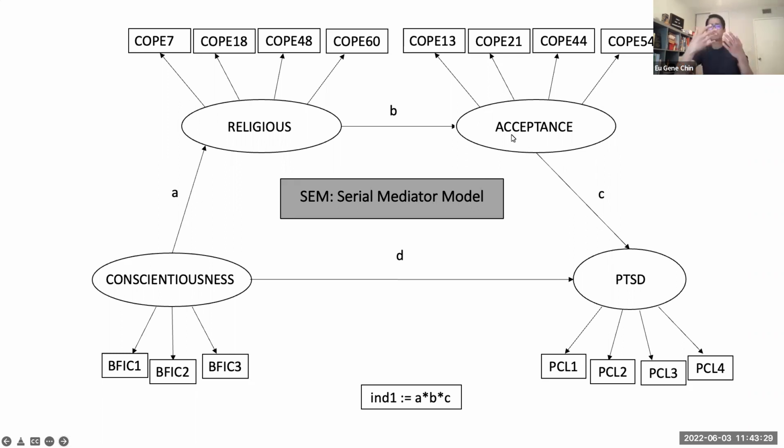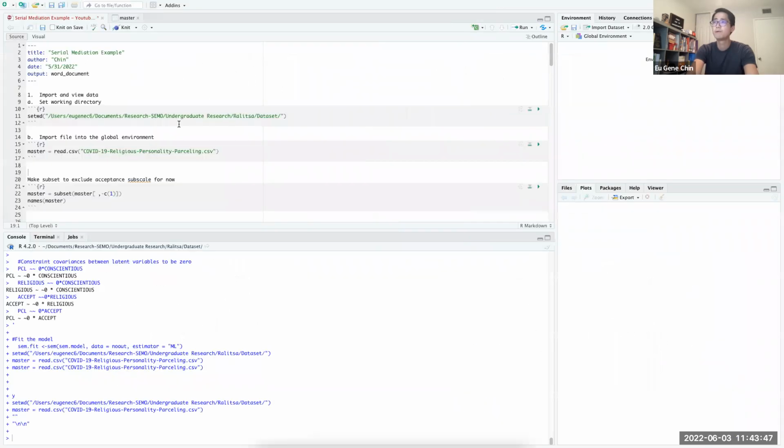So acceptance kind of refers to the degree to which one just tries to live with the situation, and then religious coping is just one's tendency to rely on religious types of methods of coping, such as prayer. With that being said, this is a model that we're going to test. Let's try to go to RStudio for us to do this.